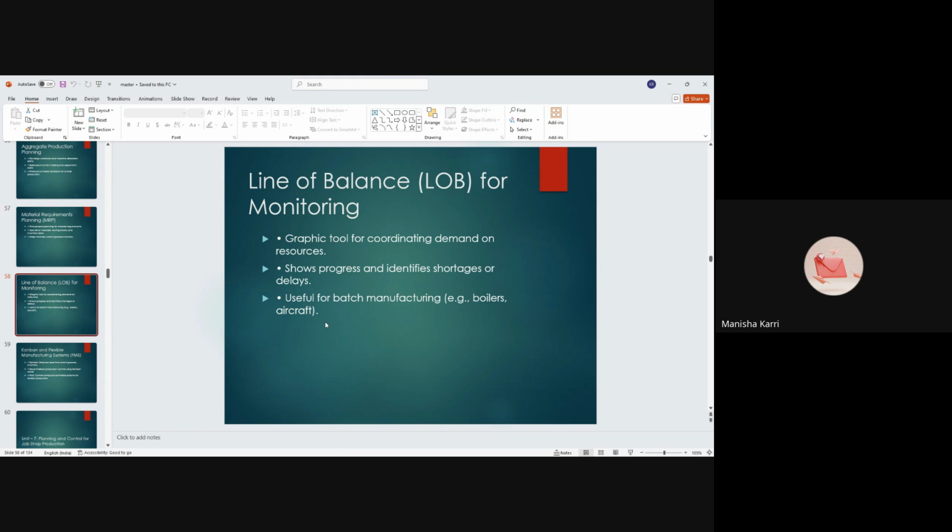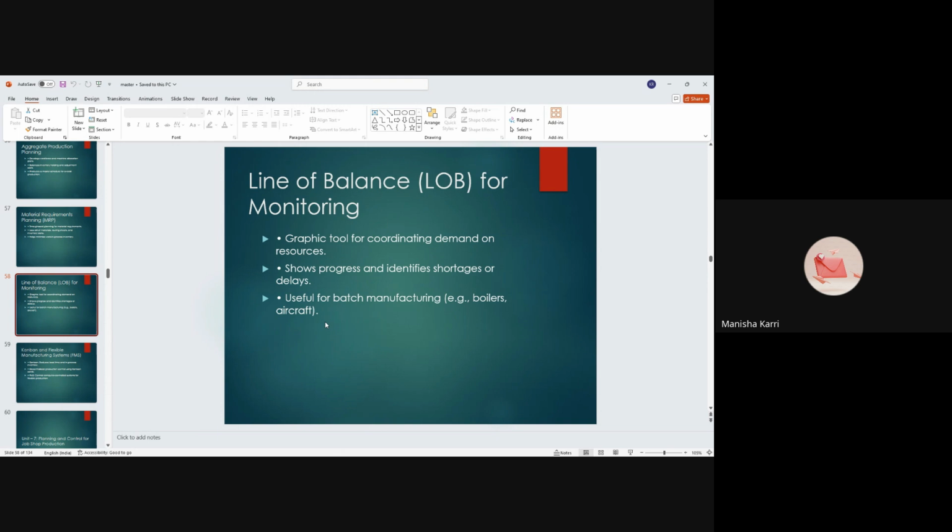So generally, LOB is especially helpful in batch manufacturing, where complex products like boilers or aircraft are made in stages. These types of products involve many components and assembly steps. So keeping track of resources, needs and potential is essential.